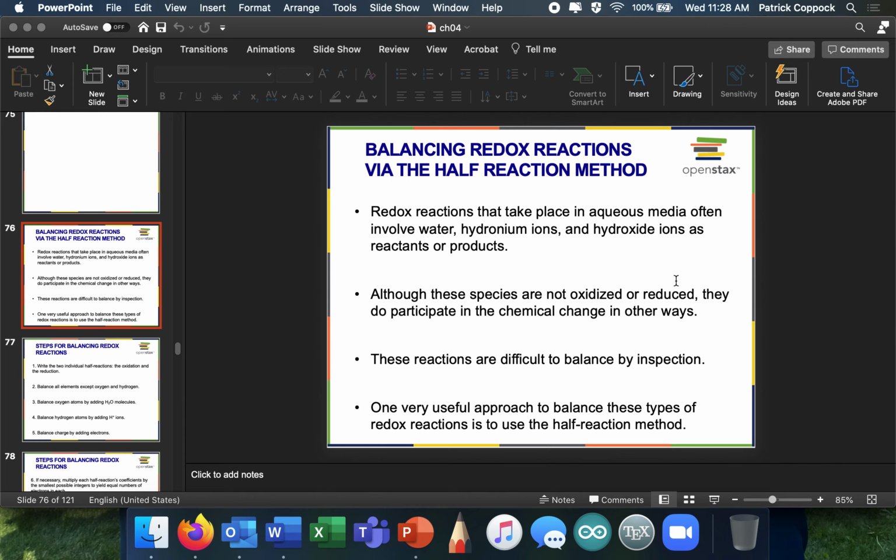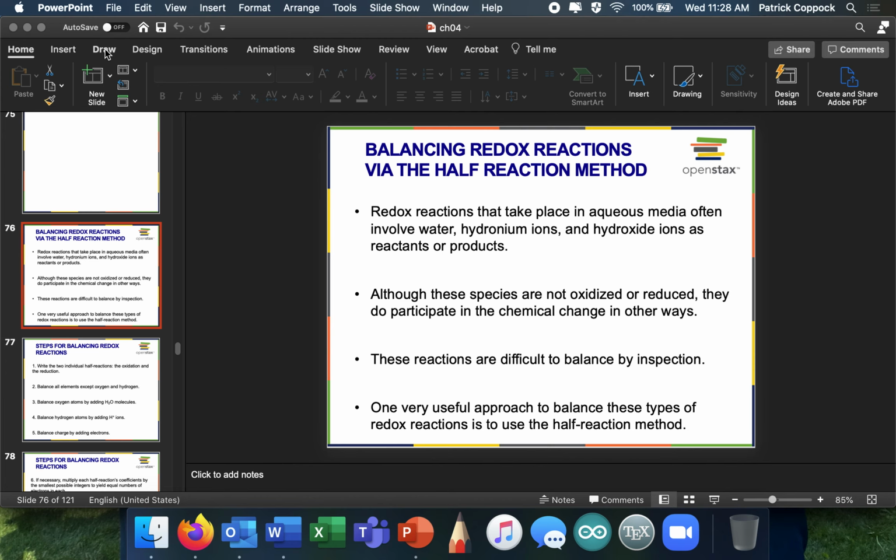We're going to talk about balancing redox reactions, and we're going to use the half reaction method. It's many steps, but it's a bunch of small steps, and if you practice these, I'm absolutely persuaded you're going to eventually find that really complicated reactions end up being easy. Okay, so let's look at this.